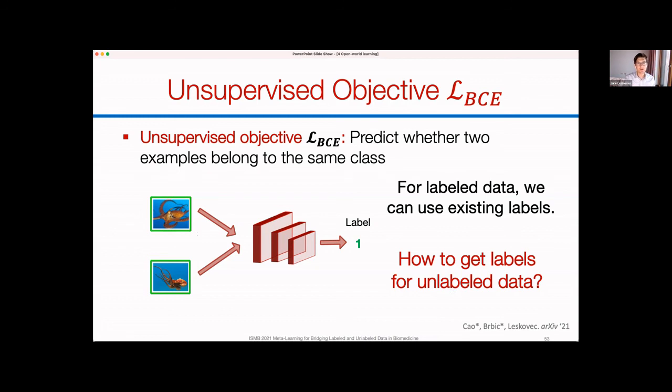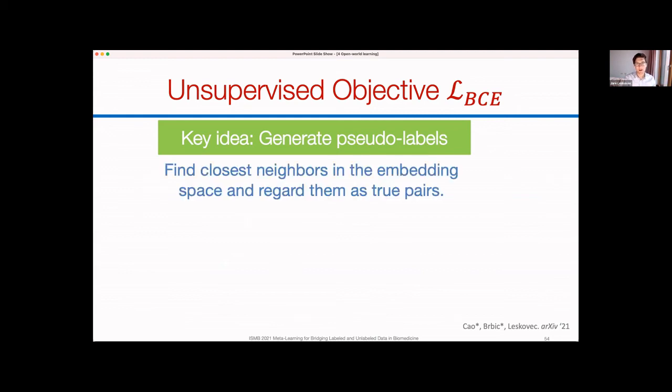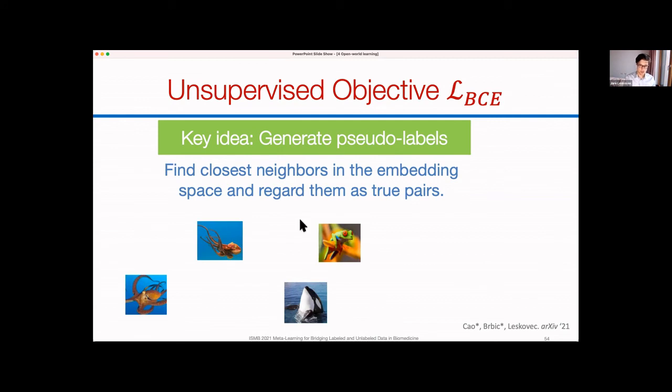Right? And the key idea here is that I'm going to generate what we call pseudo labels. I'm going to kind of label these unlabeled images on the fly iteratively. And the idea will be that I want to find closest neighbors in the embedding space and regard them as instances of the same species, of the same novel class. So the idea is that I can take my images, I can embed them in the embedding space.